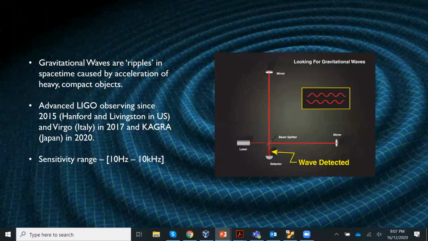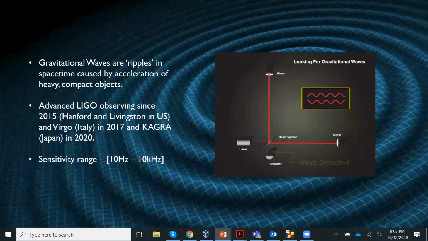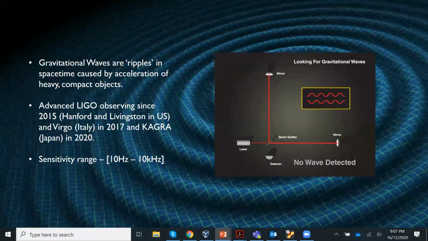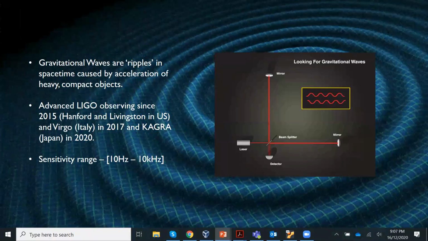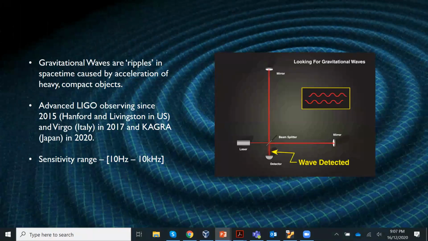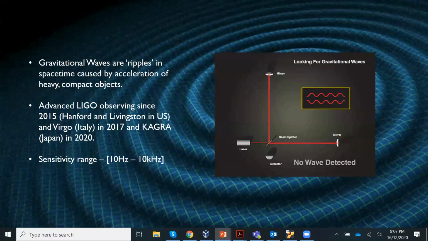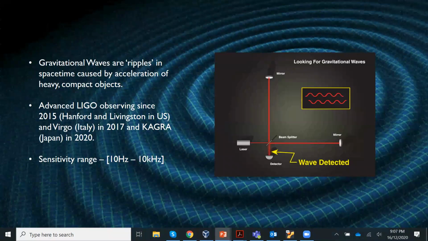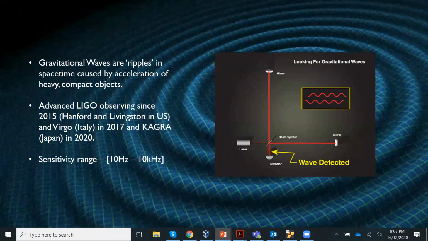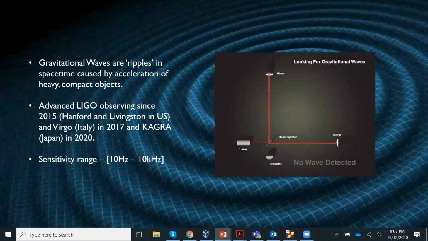The sensitivity range of these detectors is of the order of 10 Hertz to 10,000 Hertz, which is basically the frequency range within which these ground-based detectors are sensitive to gravitational wave frequencies.